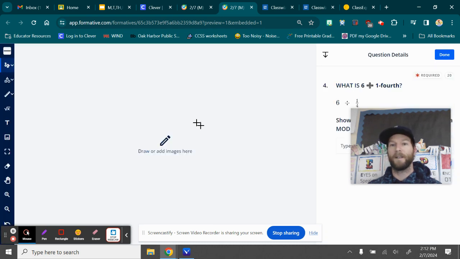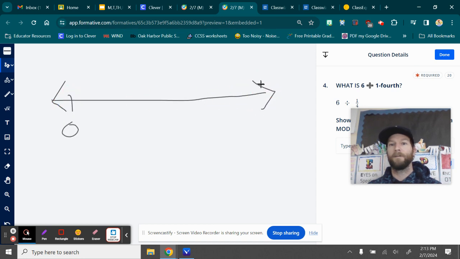So 6 divided by 1/4, maybe I do a number line. And I have 0 to 6. 1, 2, 3, 4, 5, 6. Hopefully you take your time and make it look neater than this.